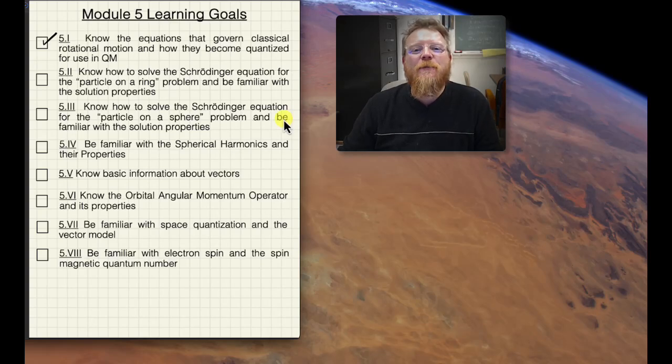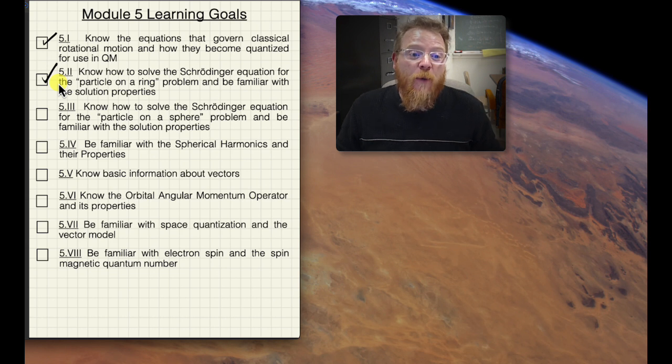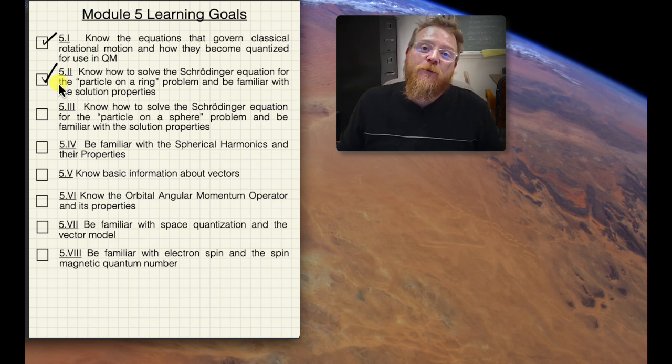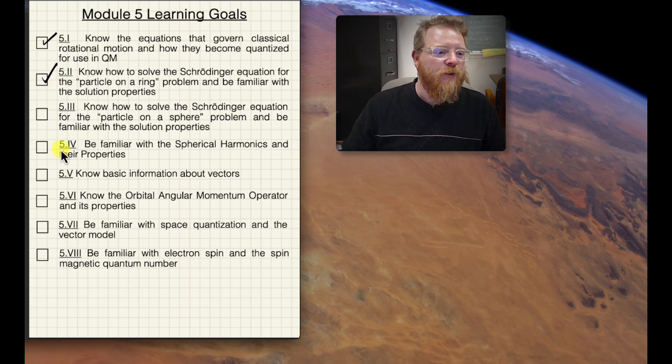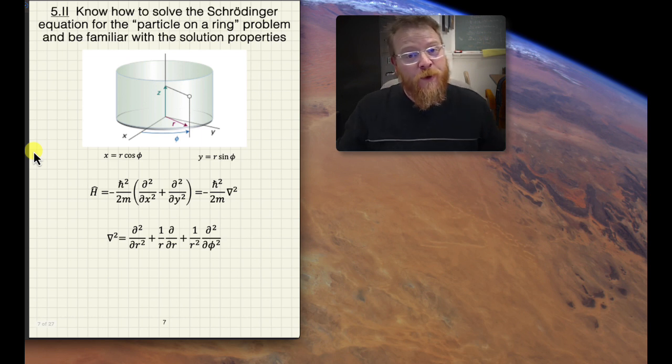Okay, folks, let's keep going down the rabbit hole. We are now going to solve the Schrödinger equation for the particle on a ring problem. This will be very analogous to our particle in a box, except our boundary condition is that of a ring. So let's go for it. And this one will actually be much more straightforward than what we've seen in the past.